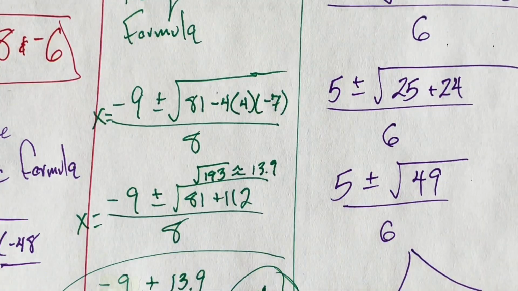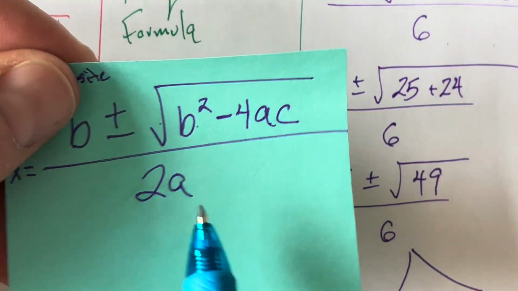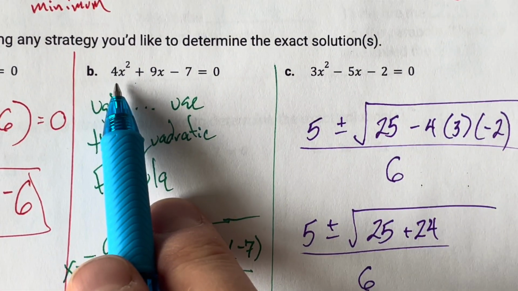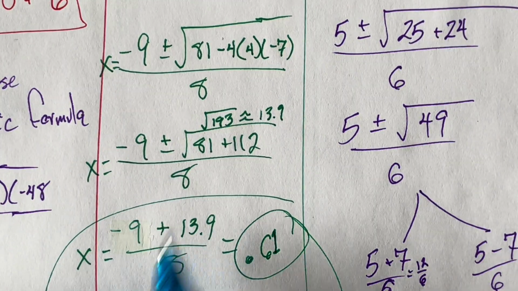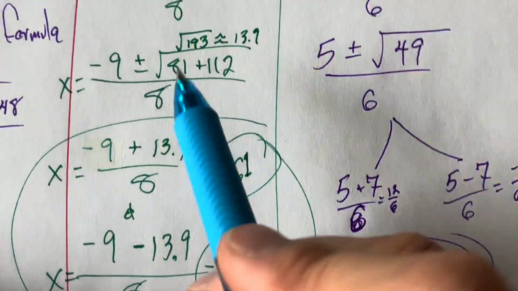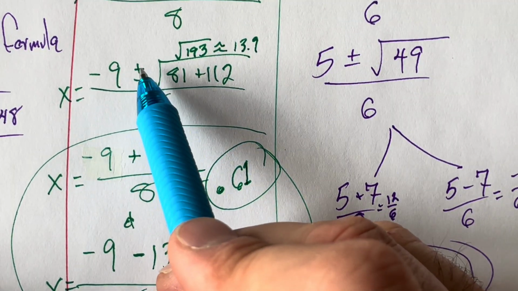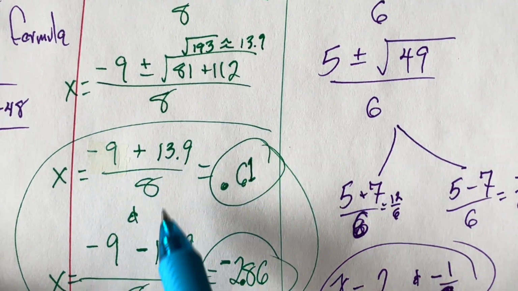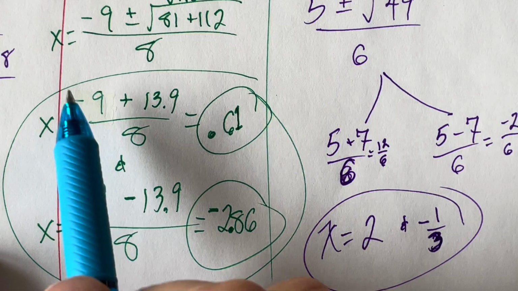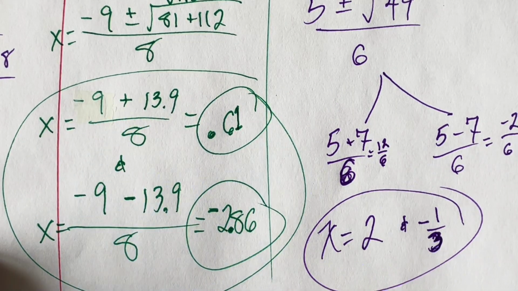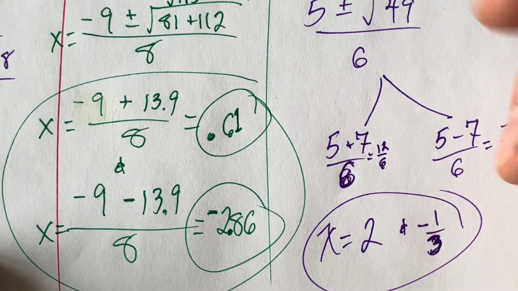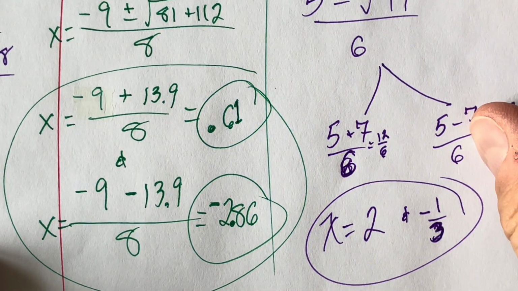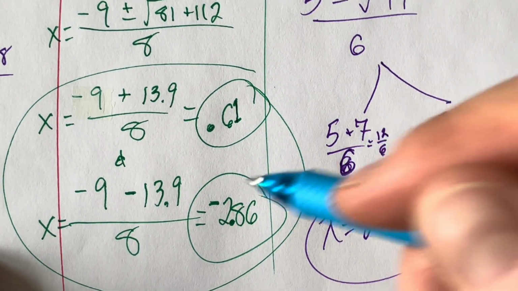The bottom of this, remember, is twice the a value. The a value was 4, so our denominator is 8. Then we divide by 8. Because we took the square root of something, we're going to have either adding 13.9 or subtracting 13.9. And this is just calculator work. All right, I'm pretty sure all the ones I gave you on the test work out to nice round numbers, nothing ugly like these decimals, but it's still worth doing.